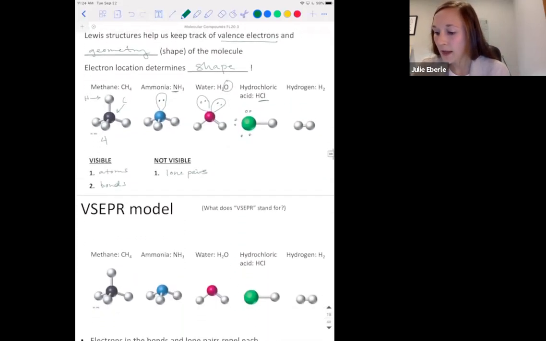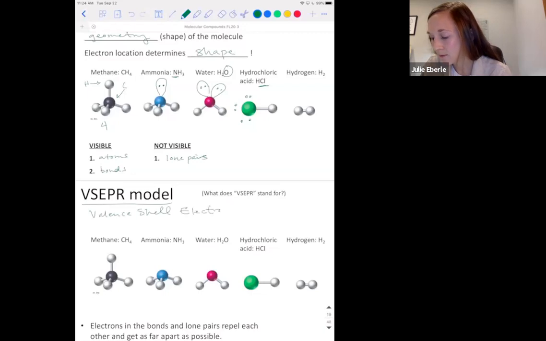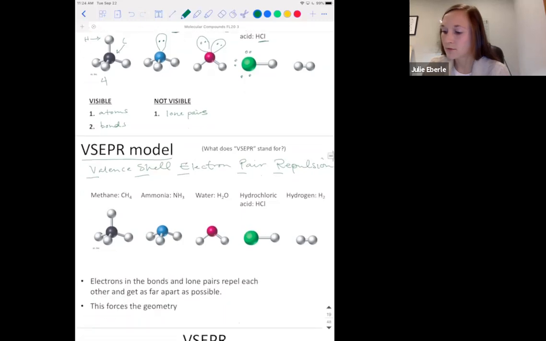All right, now all of this falls under what we call the VSEPR model. What the heck does VSEPR mean? It is valence shell electron pair repulsion. V-S-E-P-R, VSEPR. So what that means is that the electron repulsion between lone pairs, that's what's driving the shape of the molecule. That's why we name it this kind of model. Okay, valence shell, electron pair, repulsion.